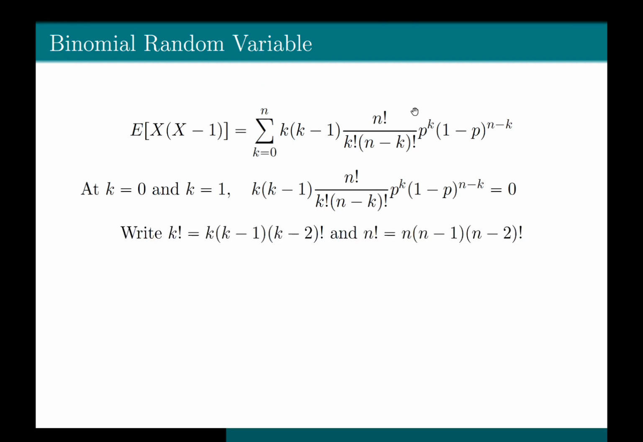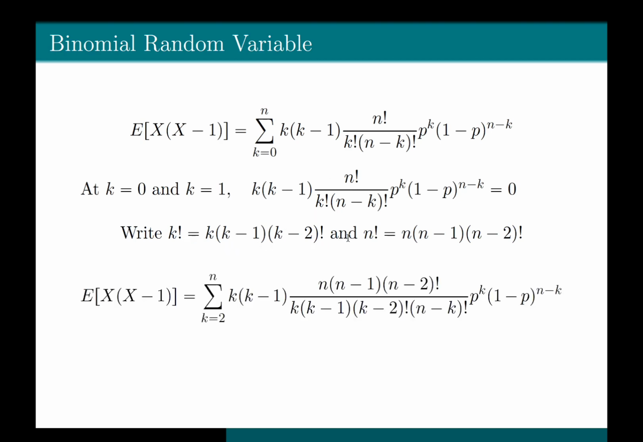Okay, there's one more change which you're going to make. Write k factorial as k times (k minus 1) times (k minus 2) factorial, and write n factorial as n times (n minus 1) times (n minus 2) factorial. So we are doing two things at the same time. The first thing is we will change the summation from k going from 0 to n to k equals 2 to n, because at k equals 0 and k equals 1, the value of this expression is just 0. Also, we will write k factorial as k times (k minus 1) times (k minus 2) factorial, and n factorial as n times (n minus 1) times (n minus 2) factorial. Perfect. If we do that, this is what we're going to get.